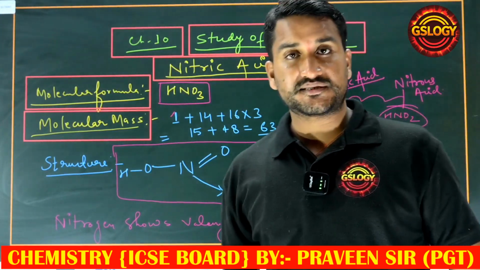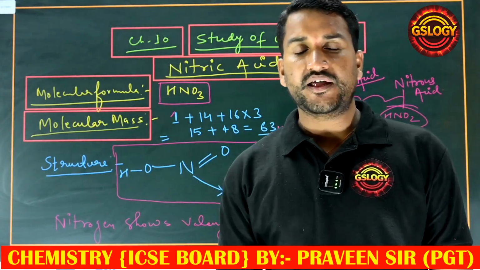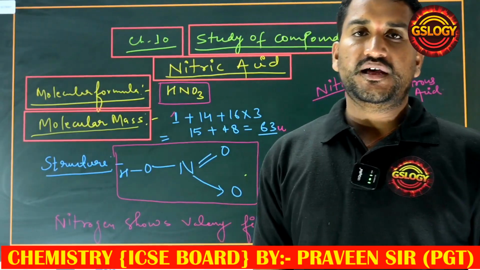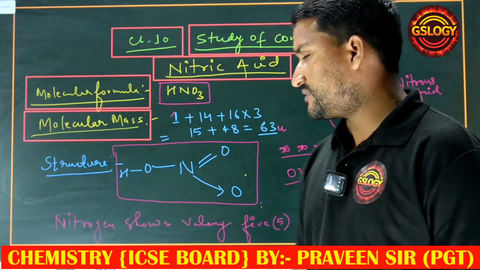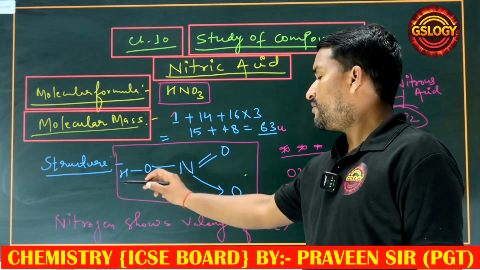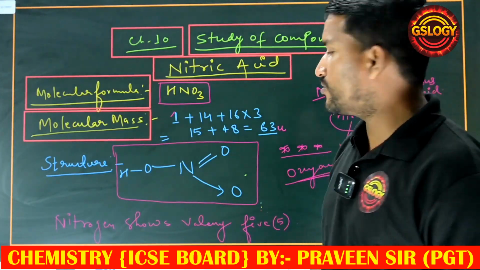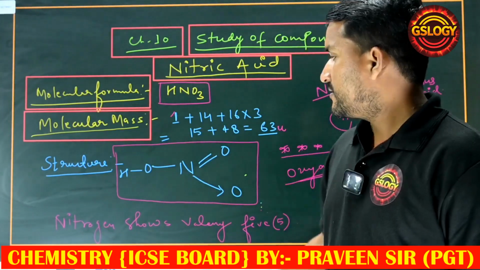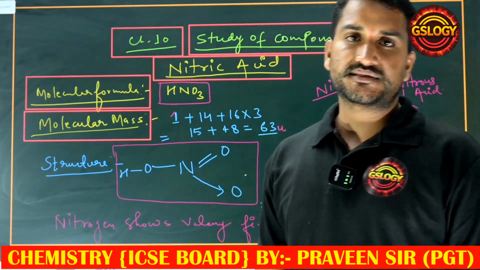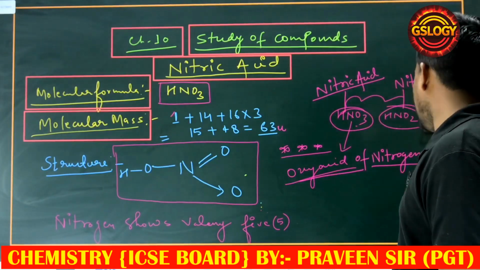What is an oxy acid? When an OH group is attached to any non-metal, then it is said to be an oxy acid. In this structure, you are looking at the OH attached to nitrogen, meaning a hydroxy group attached to a non-metal. That's why HNO3 is an oxy acid of nitrogen. Got it, everyone? Yes. Get on to the next point.